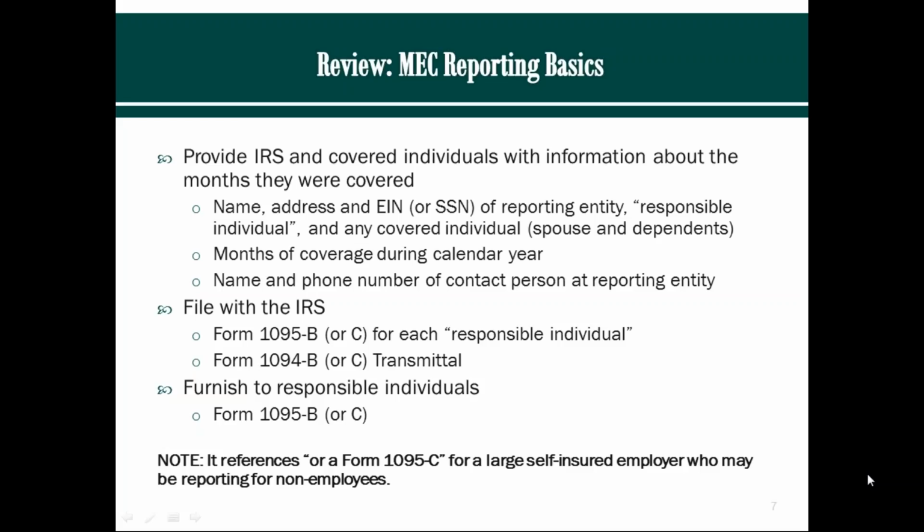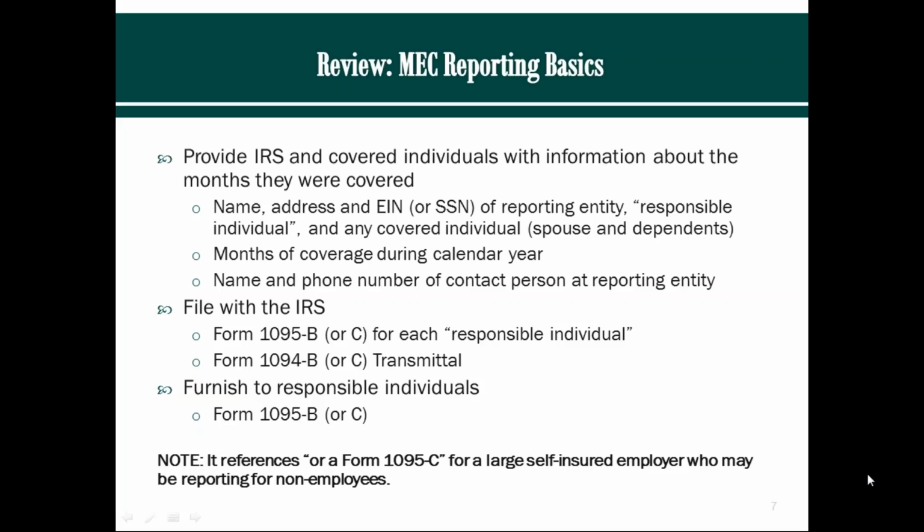Now, once you give a 1095B to an employee, you're also responsible for giving a copy of that form to the IRS. And you do it by what's called a transmittal form. A 1094B is the transmittal form that goes to the IRS with all your copies of your 1095Bs.